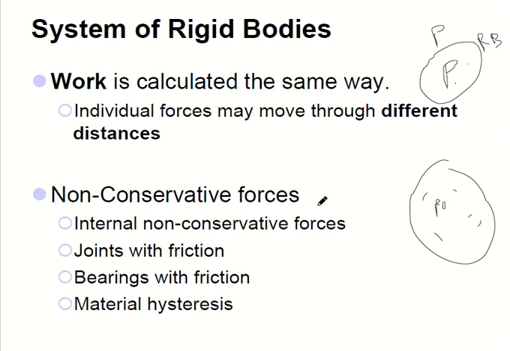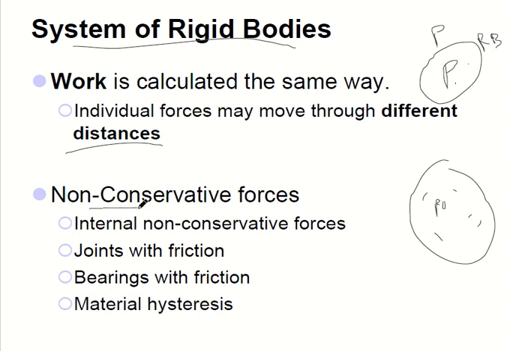A system of bodies, a system of your organs. So we have lung, and we have heart and brain and sight, nervous system, muscle, right? Each one of them is a component of the system, and in each one of them you also have a lot of cells and atoms. Oh my gosh, so many layers in there. So anyway, individual forces may move through different distances. Work is calculated the same way. Individual forces are going to move through different distances when we consider the system of rigid bodies.